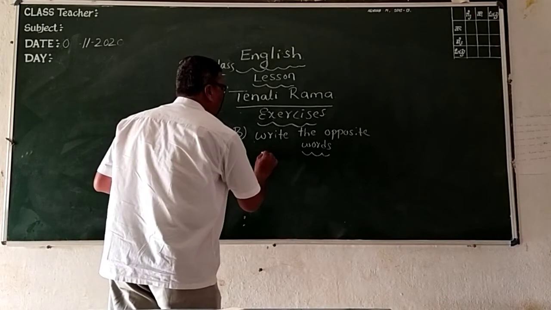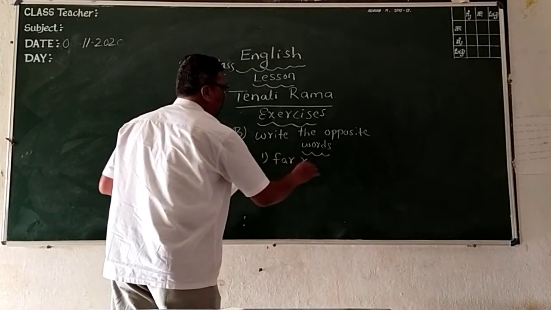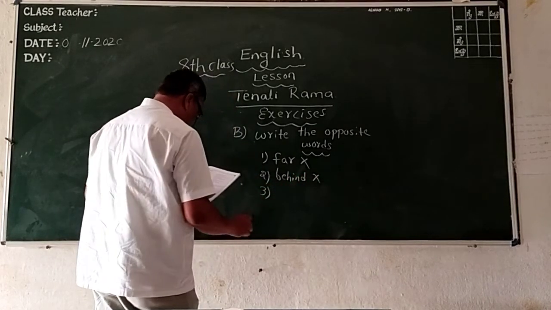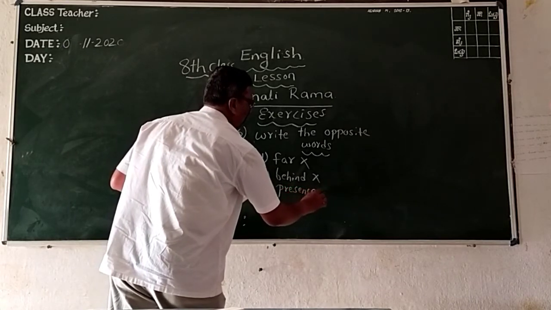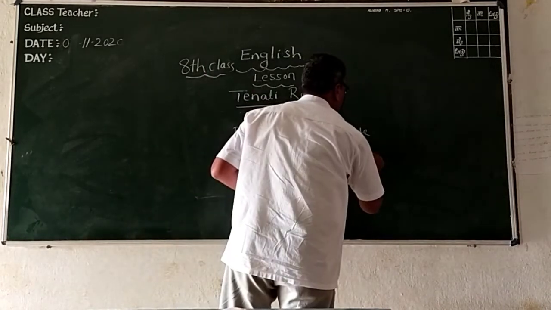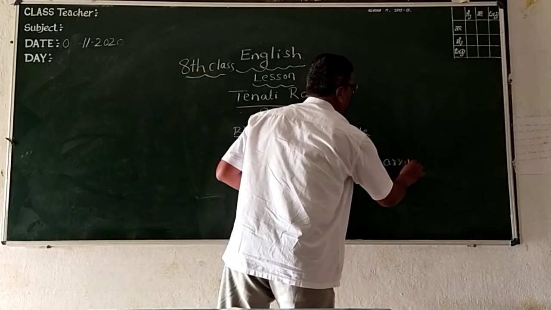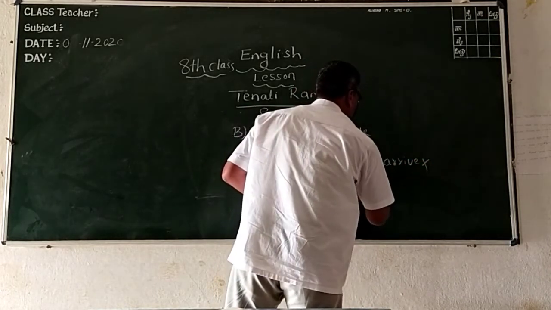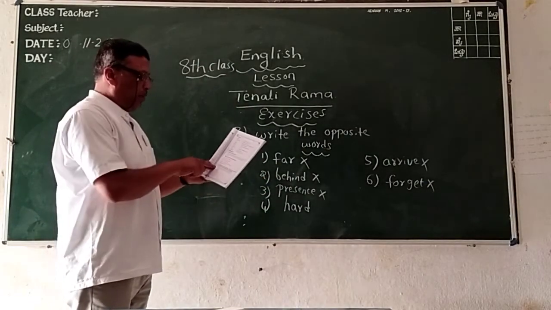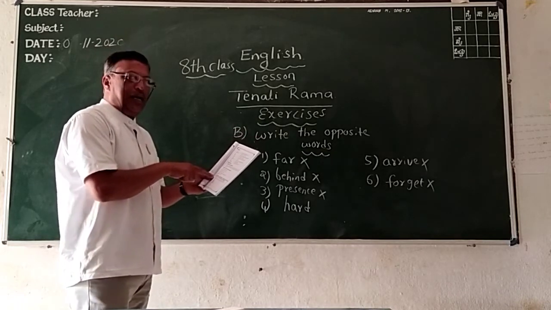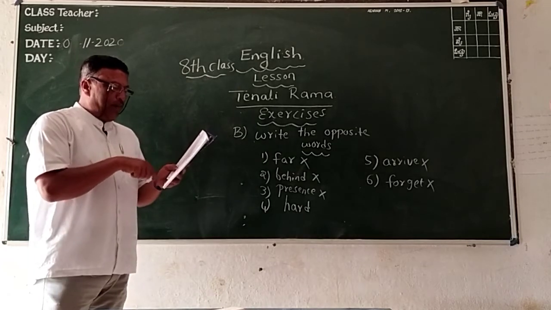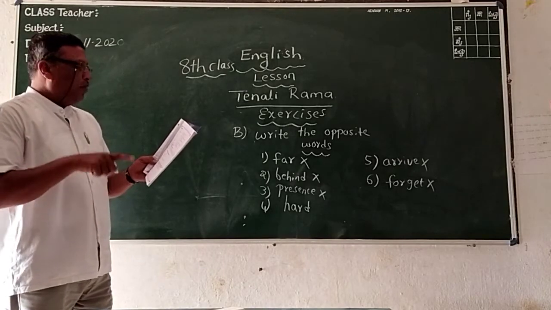Just see the words, I am going to write them. Number 1, far, then behind, number 3, presence, number 4, hard, number 5, arrive, and the last one, forget. For these words we have to write the opposite words which are given in the box. The words in the box are: remember, near, depart, absence, friend, soft.